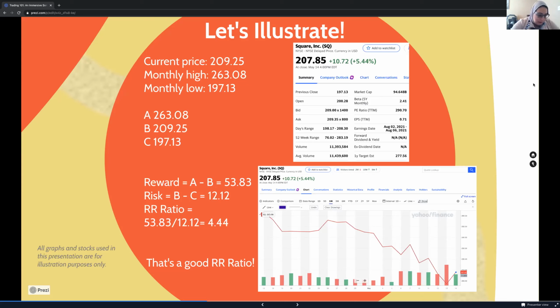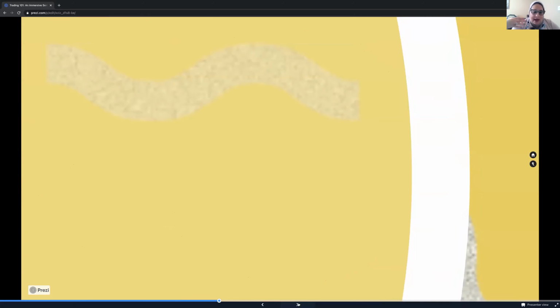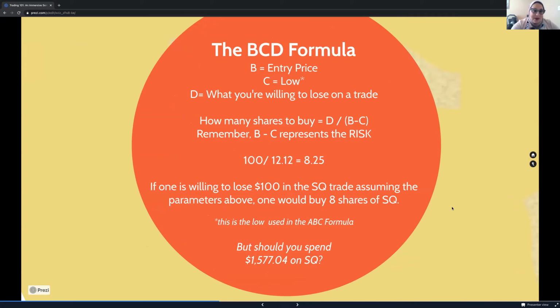And we can go to answer the next question. So the next thing that we want to show is, I've determined that it's a good reward to risk ratio. So how many shares though should I buy? What percent of my portfolio would be appropriate to buy?